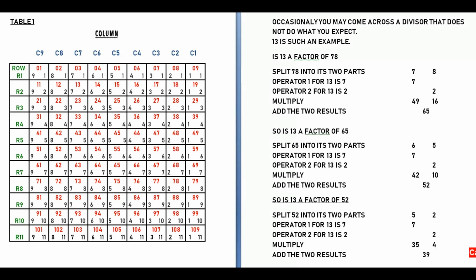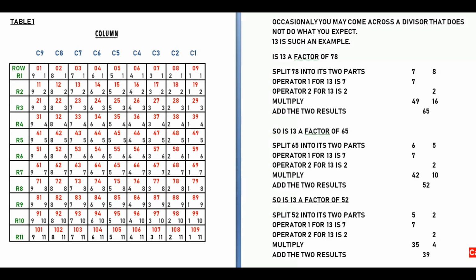So is 13 a factor of 65? Split 65 into its two parts. Operator 1 for 13 is 7. Operator 2 for 13 is 2. When we multiply, we get 42 and 10, which gives a result of 52. So is 13 a factor of 52?